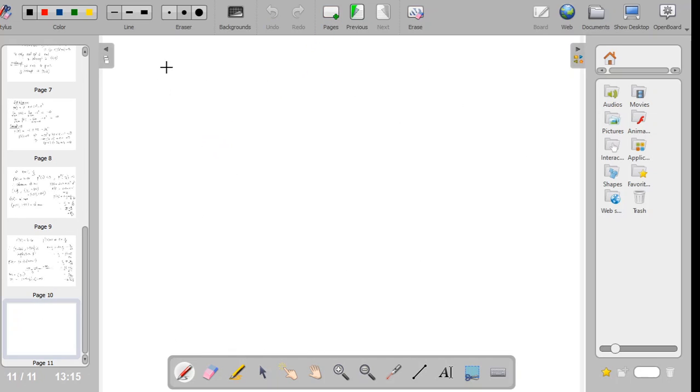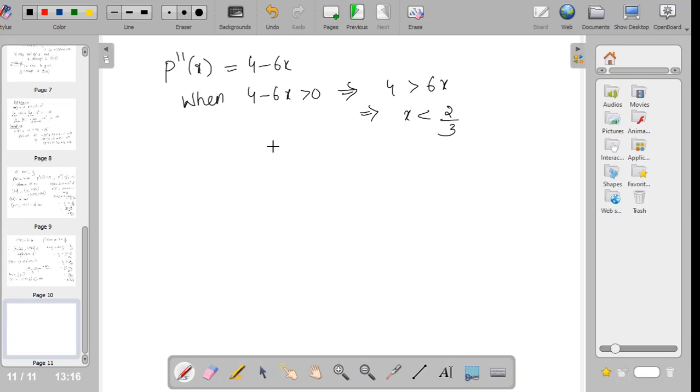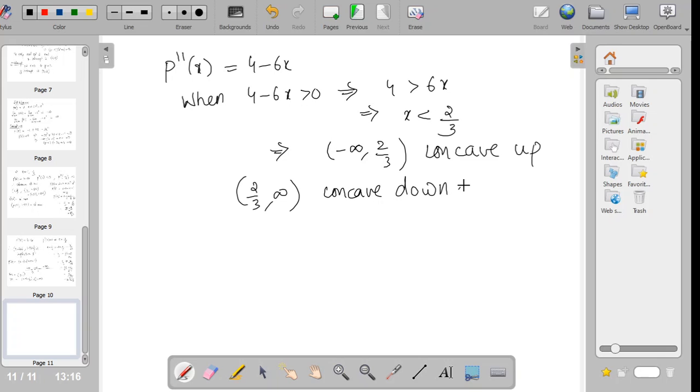And next, p double dash of x is 4 minus 6x. When 4 minus 6x is greater than 0, that implies 4 is greater than 6x, so x is less than 2 by 3. So that implies concave up in minus infinity to 2 by 3, and concave down in 2 by 3 to infinity. So that completes all the information.